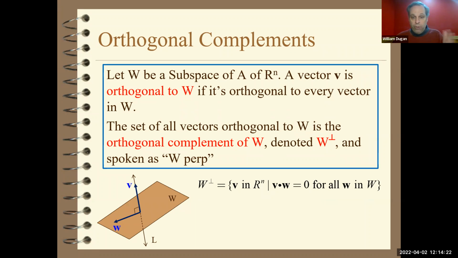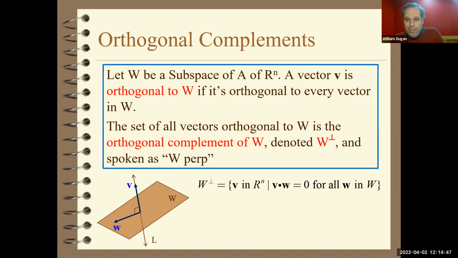The set of all vectors orthogonal to a subspace is called the orthogonal complement of that subspace, and it's denoted with W with a perpendicular symbol, and it's spoken as W perp. So I want to give you an idea what the picture looks like, so you have an idea of the relationship between W and W perp.